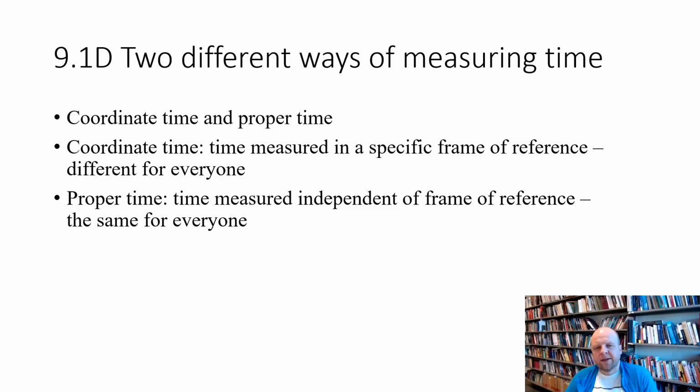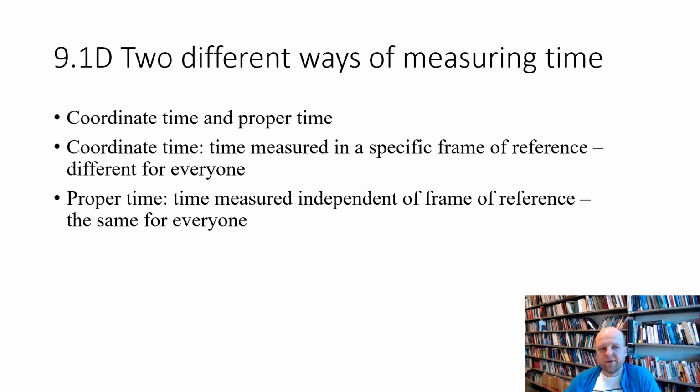We need to take a look at different ways of measuring time, because that is going to be quite important when we have some later philosophical discussions on time. And we'll start by looking at two standard different ways of measuring time in relativity theory, which are called coordinate time and proper time. So the coordinate time is the time as measured by one specific frame of reference.